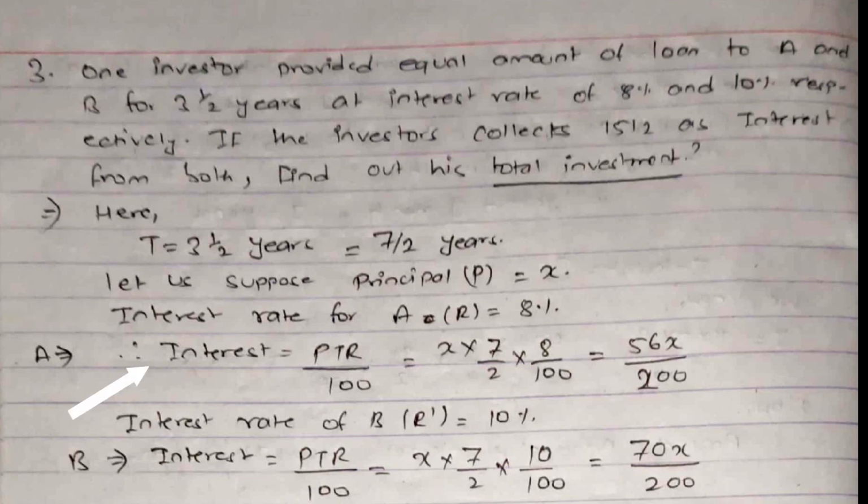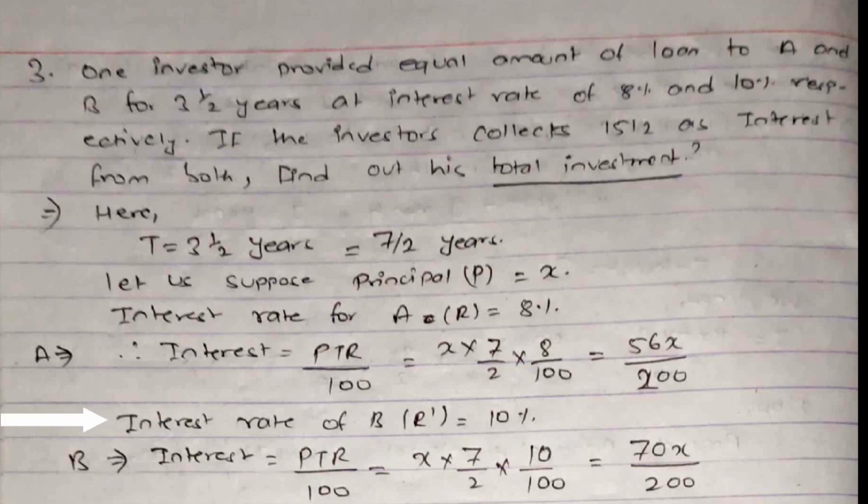So the interest is calculated by using the formula PTR by 100. We have supposed our principal to be x, so we will write x in terms of principal. Time we have calculated to be 7 by 2 years. Rate of interest is 8%, which will be divided by 100. So our interest amount will be 56x by 200 by calculating all the terms.